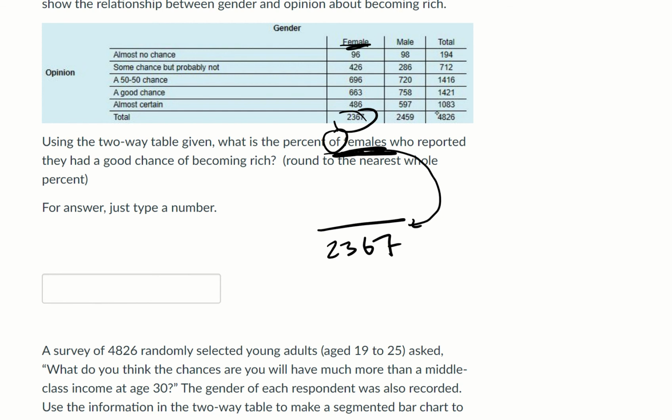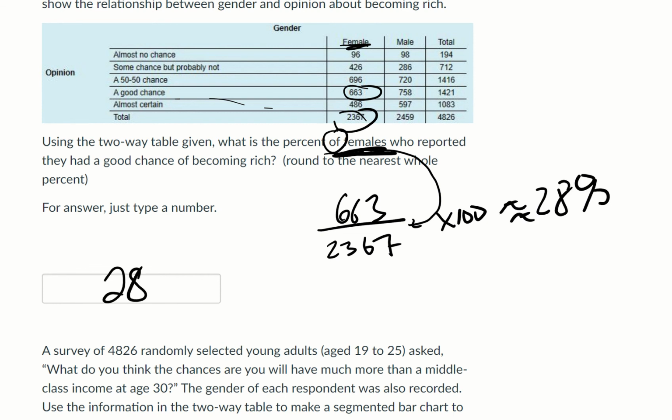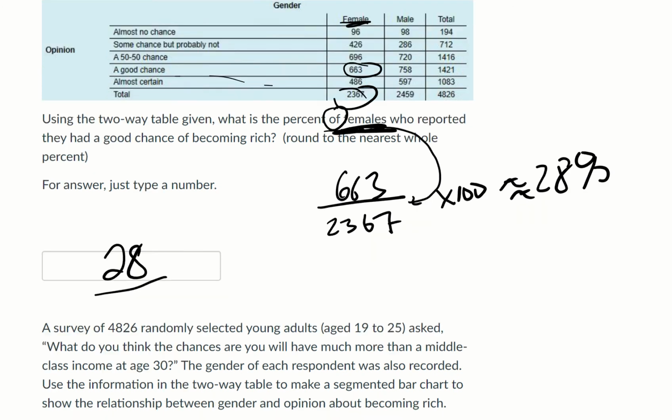What percent of females who reported they had a good chance of becoming rich? So of those females, how many reported having a good chance? Looks like 663. We'll times it by 100. Okay, and then we're going to round it to the nearest whole percent. So we get about 28%. You just type a number. Don't type in a percent. Just type in a number onto the software.